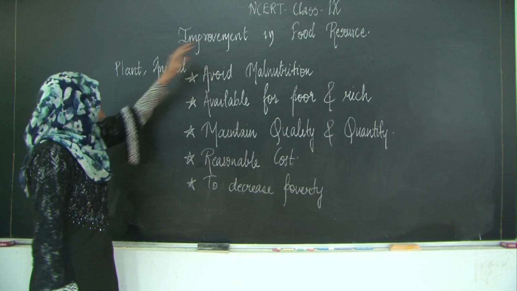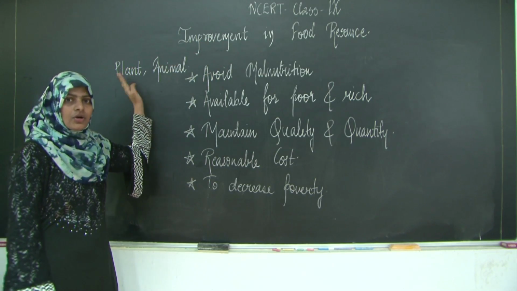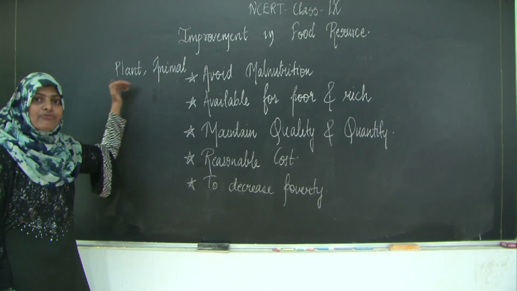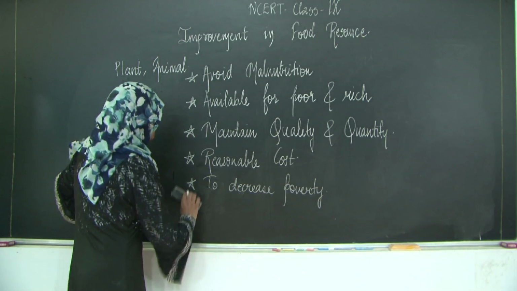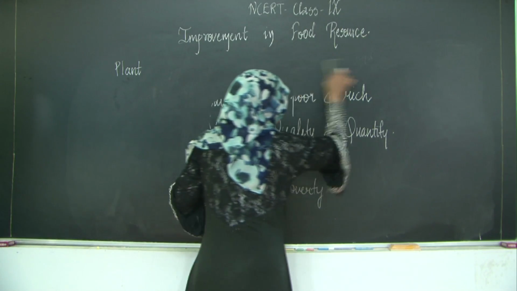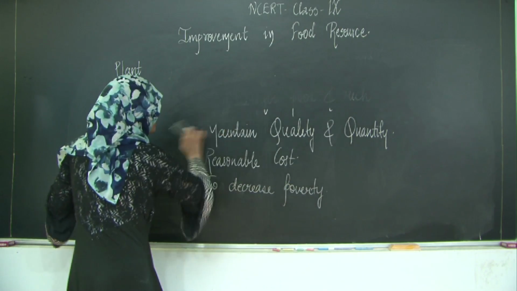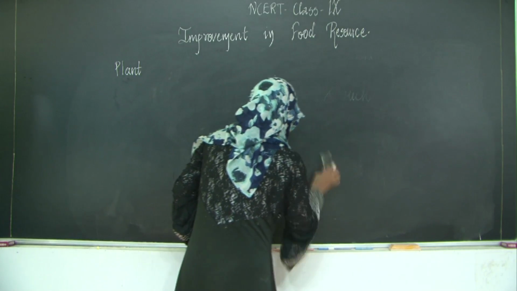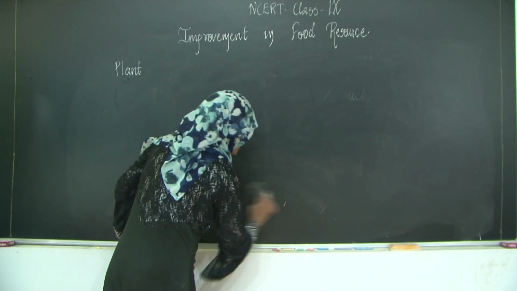Now let us see how we can improve plant and animal food resources. Let us take the first one, that is the plant. There are certain steps by which we improve these food resources, and nowadays the one which is in too much highlight is sustainable management.